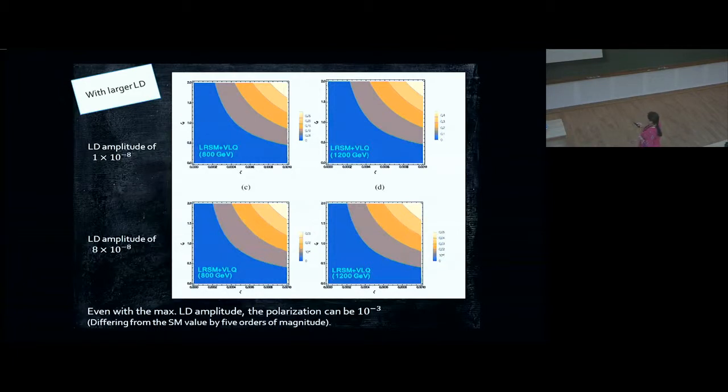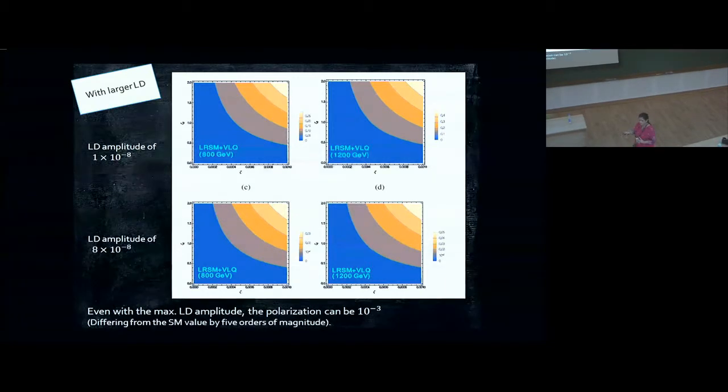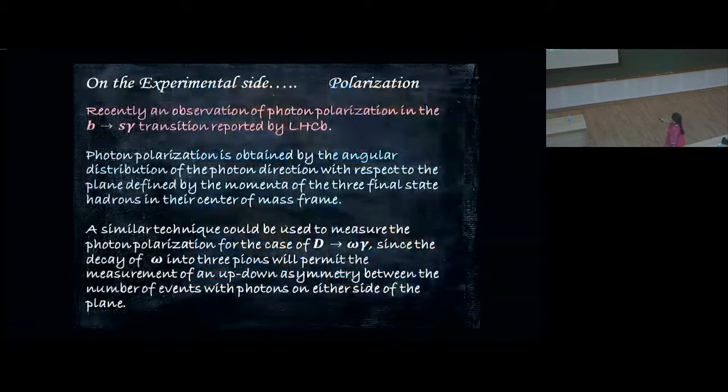In fact, we go from minimum to maximum. We do find that even for the maximum possible long-distance effect, the actual value of the polarization is different from the standard model value by many orders of magnitude. Of course, it is smaller, so whether that will be measurable is a question the experimenters have to resolve. As I said, on the experimental side, the photon polarization for B to K pi pi gamma was reported by LHCb.